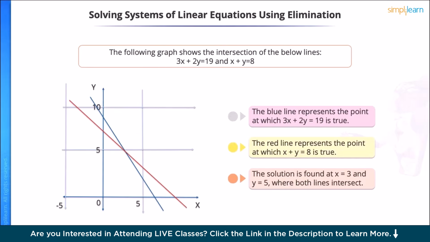We can verify the solution by using the graph. Here again, the blue line represents the points at which 3x plus 2y equals 19 is true, while the red line represents the points where x plus y equals 8 is true. The solution is found at the point where x equals 3 and y equals 5. This is the point where both lines intersect.